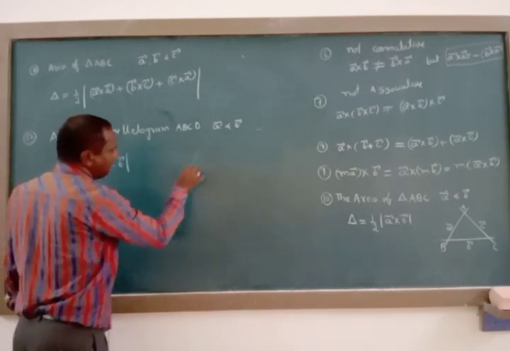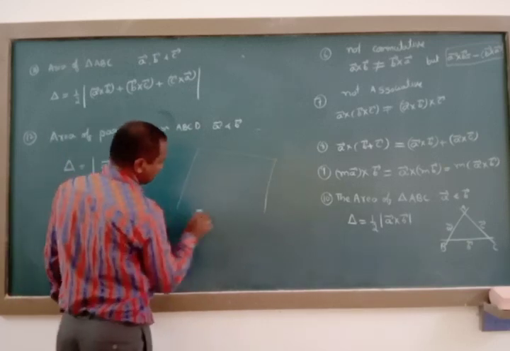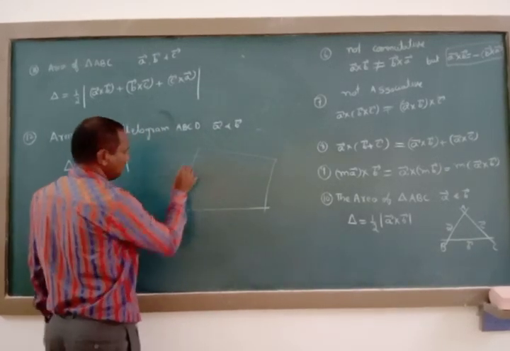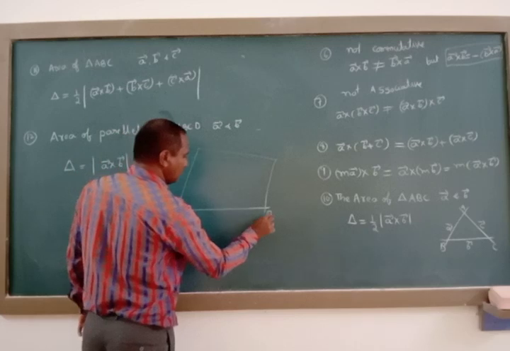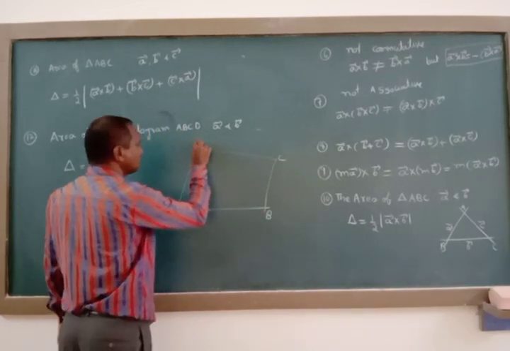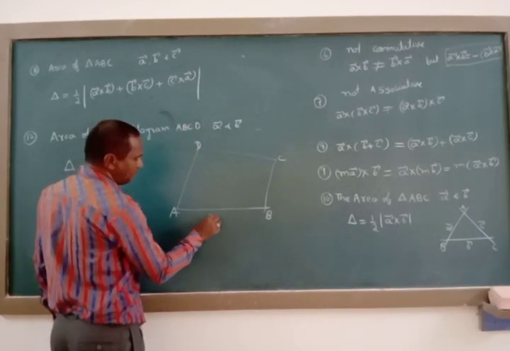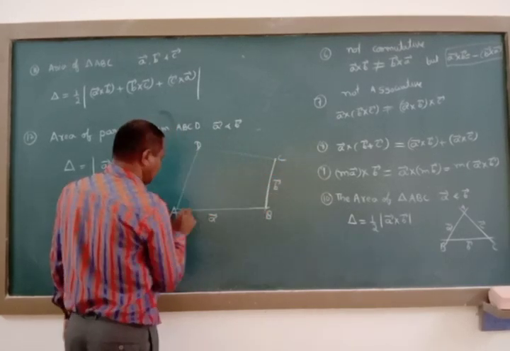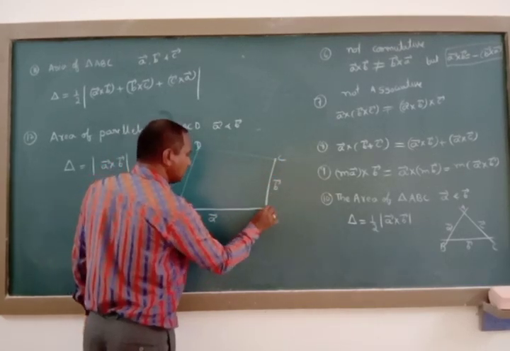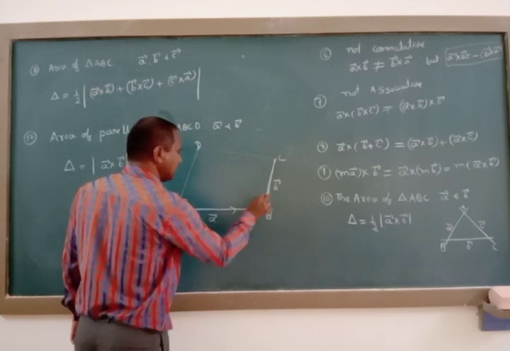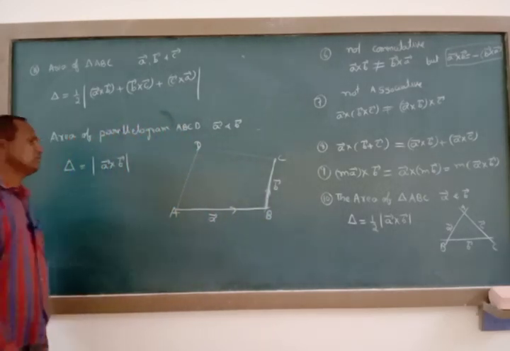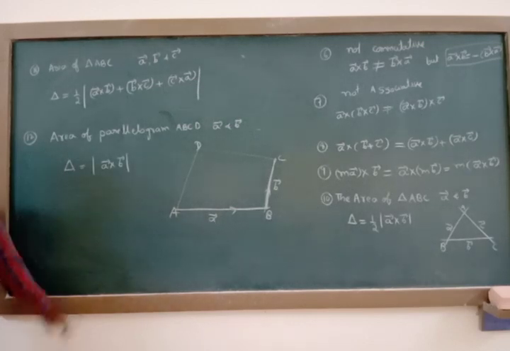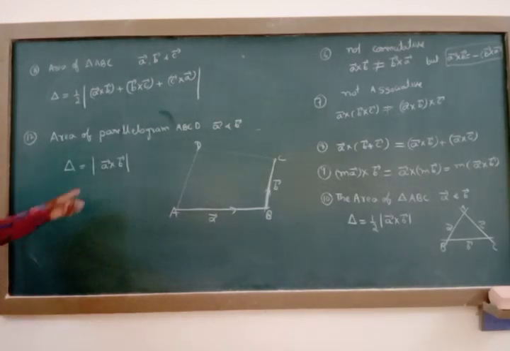Just they gave only one parallelogram like this. ABCD is the one parallelogram. Adjacent sides are A bar and B bar, like this. AB bar is one adjacent side and BC bar is one adjacent side. That's why, with the help of those two sides, to find the area of parallelogram, we are going to apply this formula.